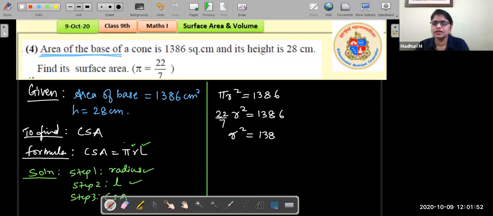So 1386 times 7. 7 has moved to the top. Remember, whenever a fraction is moving to the other side, it will become upside down. The numerator will become denominator, and the denominator will become numerator. Fine, that's easy, right? So 7 over here is in the denominator, it moves to the top, and 22 is in the numerator, that moves to the bottom like that. And r squared equals, now you can reduce this.